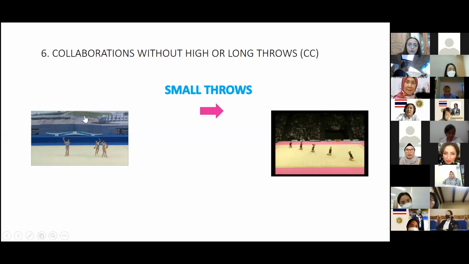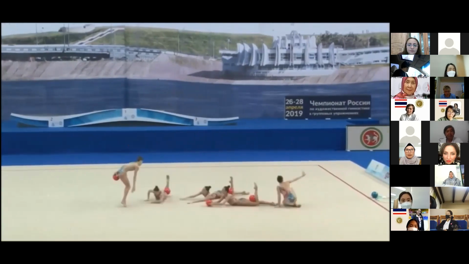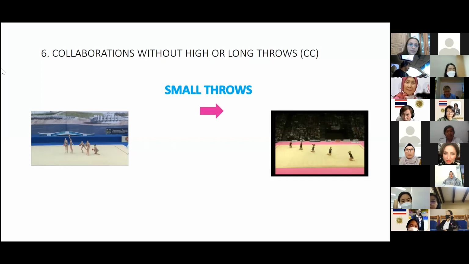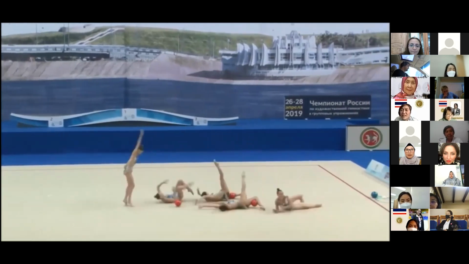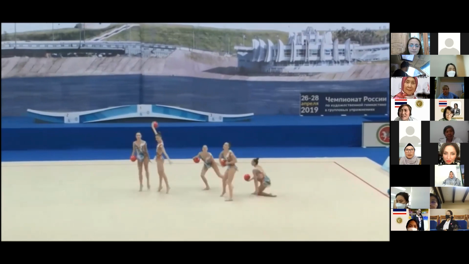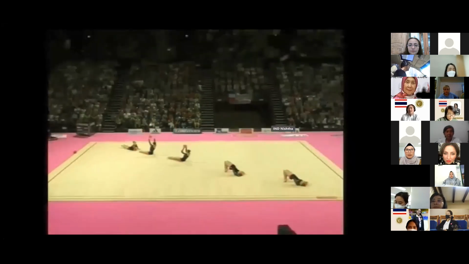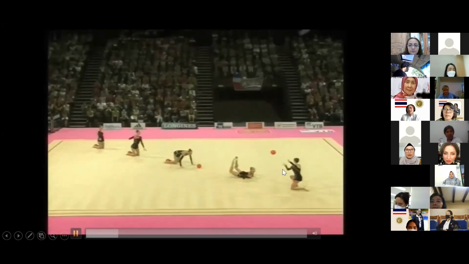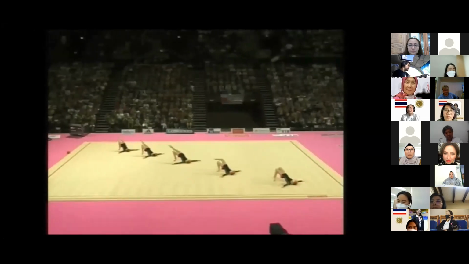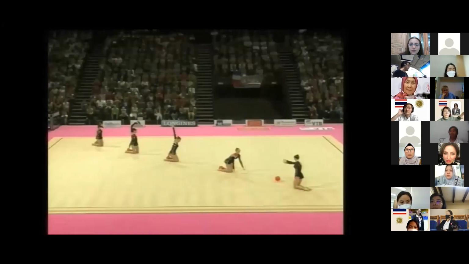Also, it's possible small throws. Minimum 3. But all 5 must participate in a collaboration CC. All 5, remember this is very important.